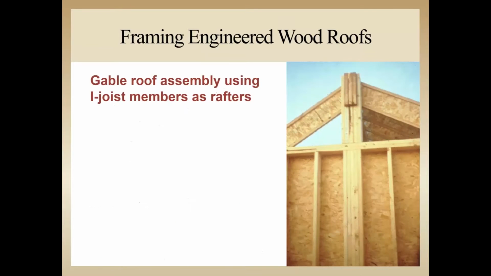So first, let's start with a very common assembly where rafters run into a ridge beam. As we know from previous modules, the attachment of dimensional lumber to walls and beams is a bit different from that of I-joists.